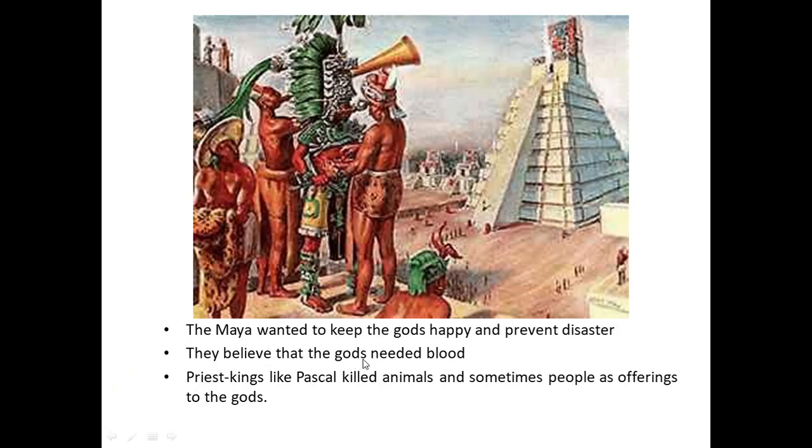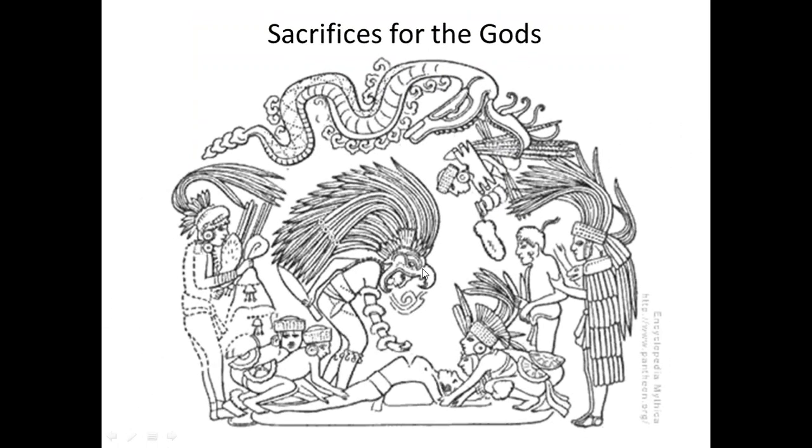So they believed that the gods needed blood. Yun yung food ng mga Diyos, dugo. So priest kings like Pascal killed animals and sometimes people. So this is a depiction of that ancient ritual. If you can see, this is the priest king and then hinihiwa nila yung dibdib para dukutin yung puso. And then yung puso naman ino-offer sa mga gods. So itong nasa taas is a representation of their god.